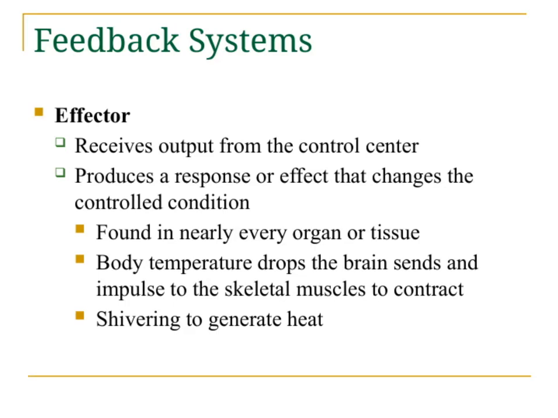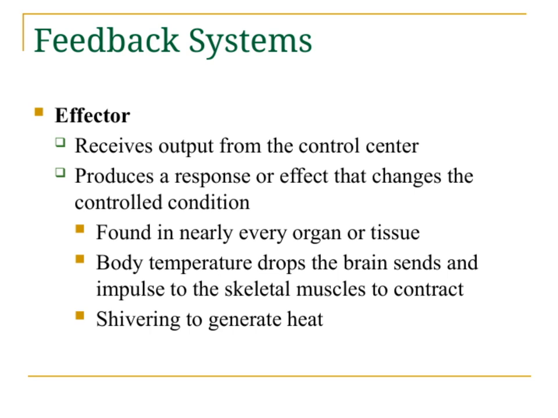Now let's talk about the effector. The effector is the part of the feedback system that receives the output from the control center. Once it gets this signal, it produces a response or effect that actually changes the controlled condition. You'll find effectors in nearly every organ or tissue in the body, which makes them essential for maintaining homeostasis. For example, when your body temperature drops, the brain sends an impulse to the skeletal muscles, causing them to contract.